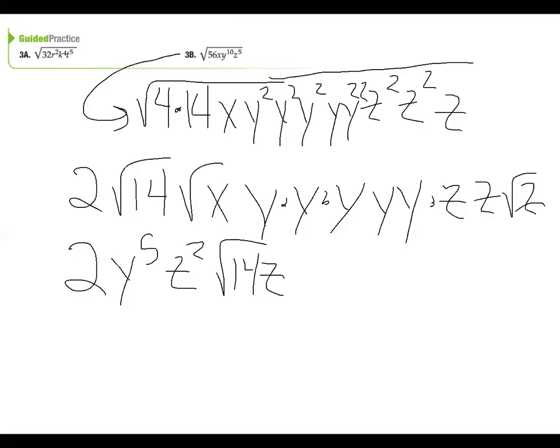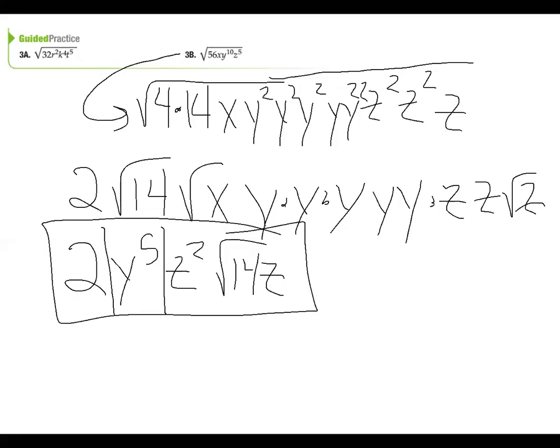Now, you have to check. Did you have any even exponents that simplified to odd exponents? If you did, you need absolute value around that. Well, I had y to the 10th, simplified to y to the 5th. So even exponent simplified to an odd, need the absolute value around it. Okie doke? All right.